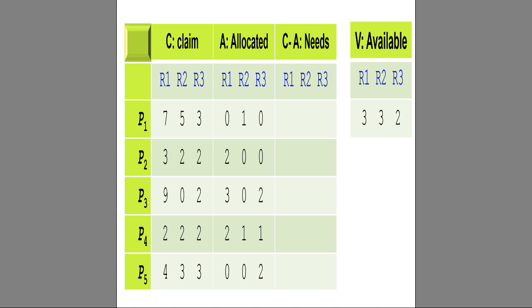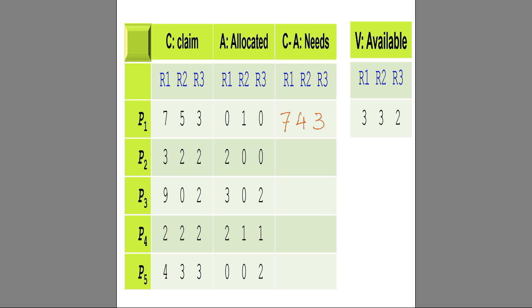So calculating that, we notice that it could claim 7 instances of R1, but currently it has only 0 allocated, so it could at any point ask 7 minus 0. And from R2, it could claim up to 5, but currently only 1 is allocated, so that means it could claim up to 4 additional instances of R2. And from R3, its maximum claim is 3, but currently it has only 0 allocated, so that means it could at some point claim 3.